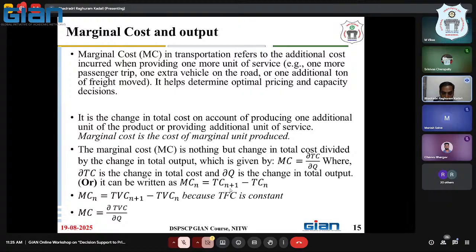If you are adding n plus 1 vehicles with respect to n vehicles, what is the total amount of the cost? Then for the additional bus, what is the change in the demand? The marginal cost can be given as the change in variable cost, that is the total variable cost, divided by the total change in the demand.